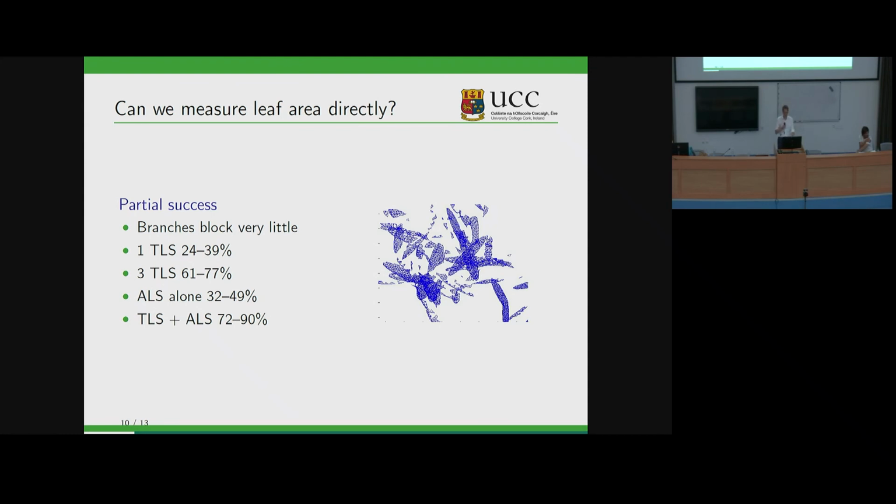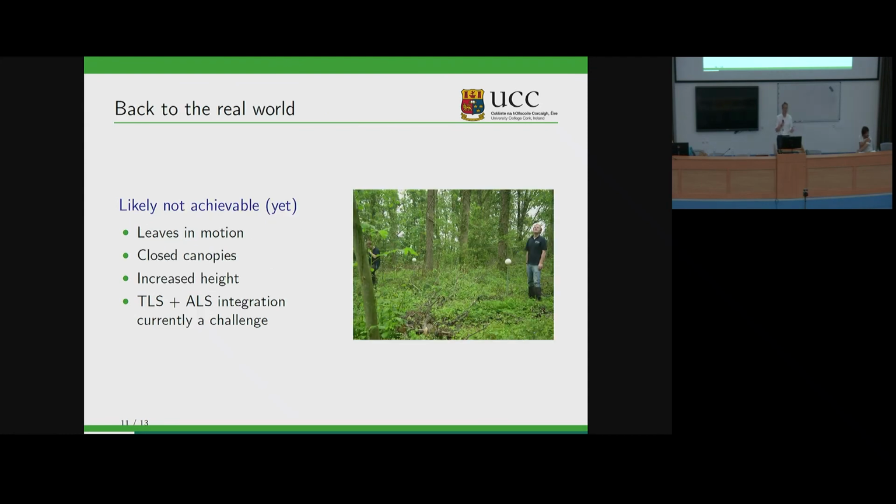Sounds impressive? Yes. It's also, let's be honest, not fully achievable in the real world, at least not with the technology we have at the moment or the processing. The things we've got to compensate for, and several of you who talked this morning I want to talk to about this, is what we do about leaves in motion. We have some ways of solving this.